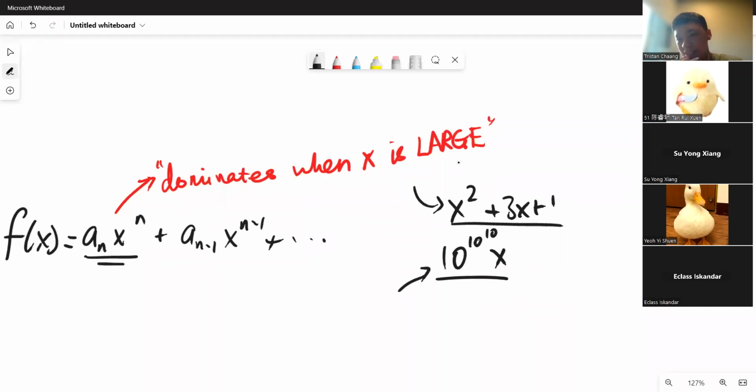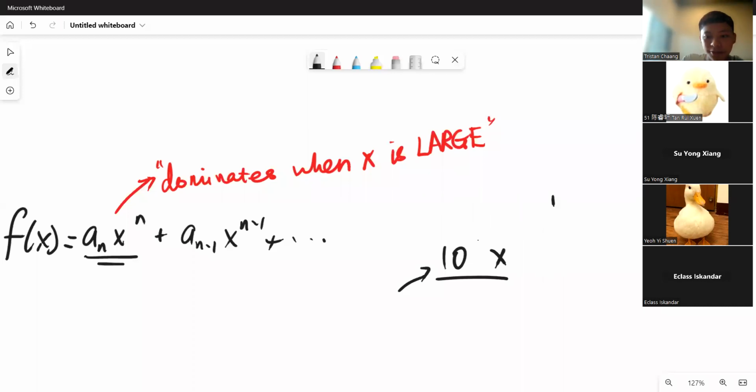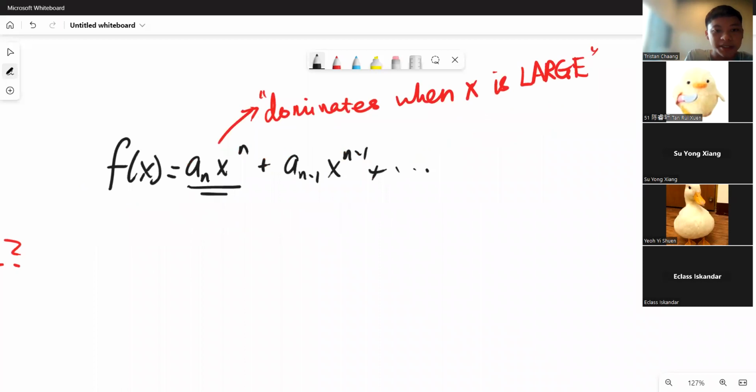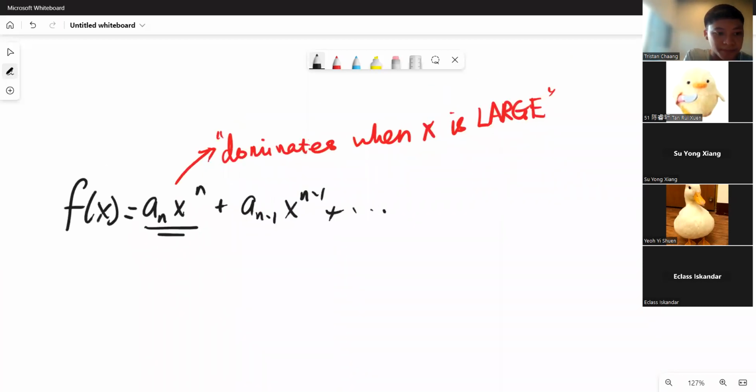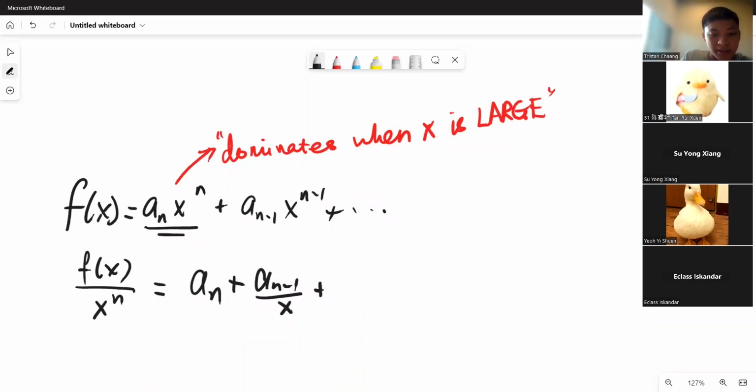And there's a nicer argument to this. It's basically something like that. Let's take a look at f(x) over x^n. f(x) over x^n, we'll get a_n plus a_{n-1} over x plus and so on, plus a_0 over x^n.